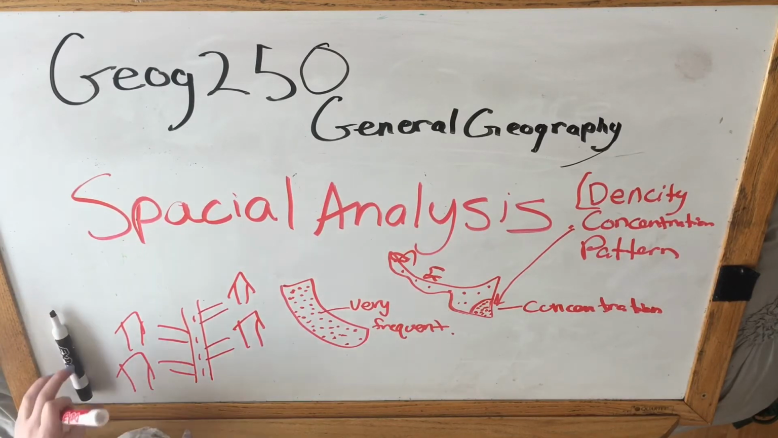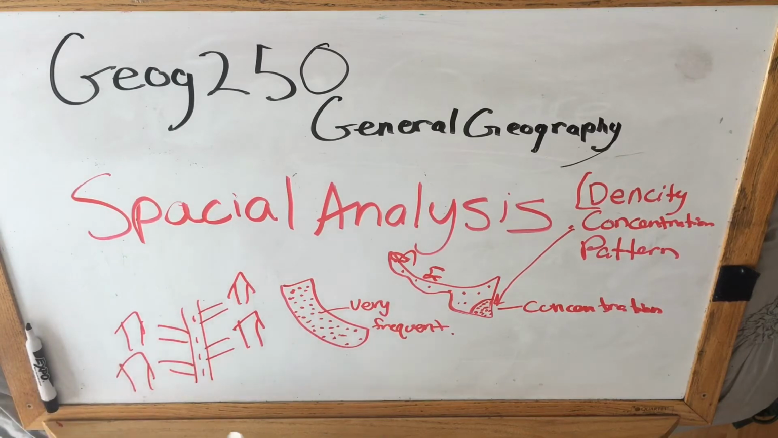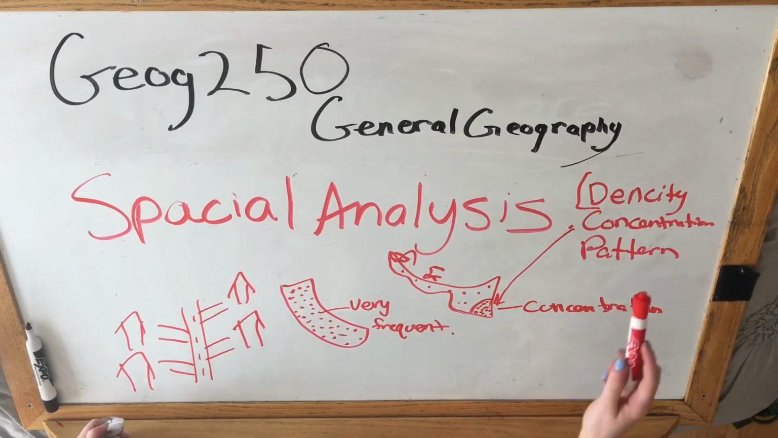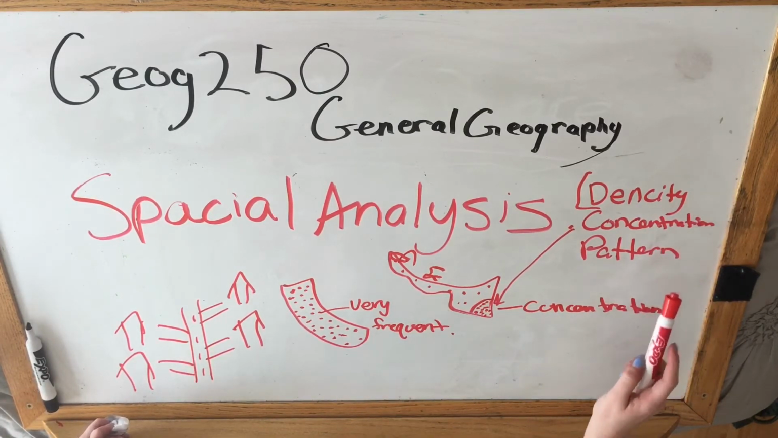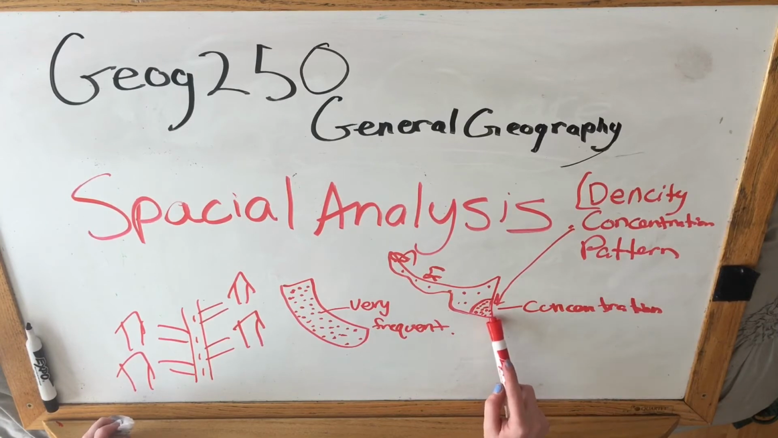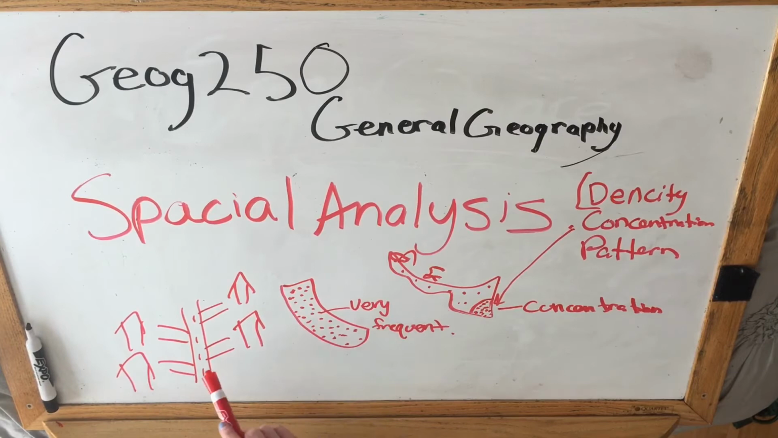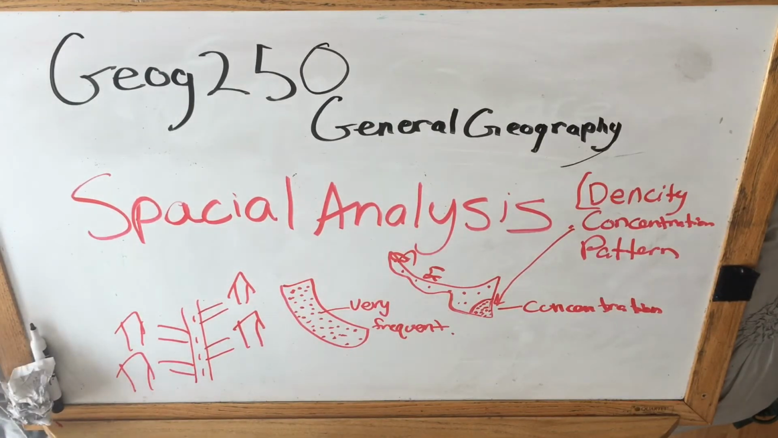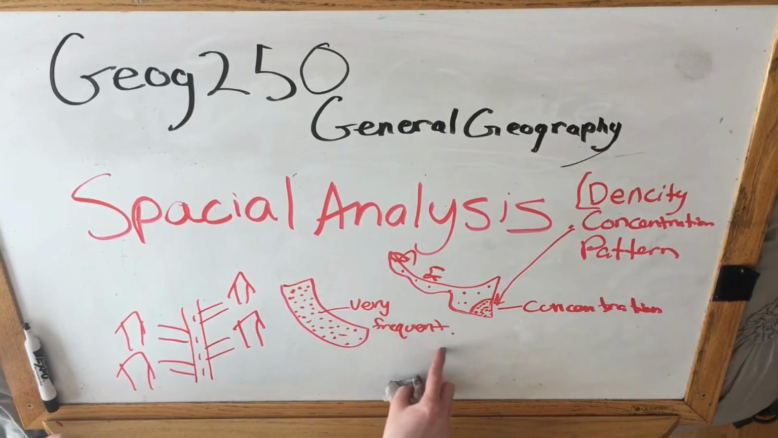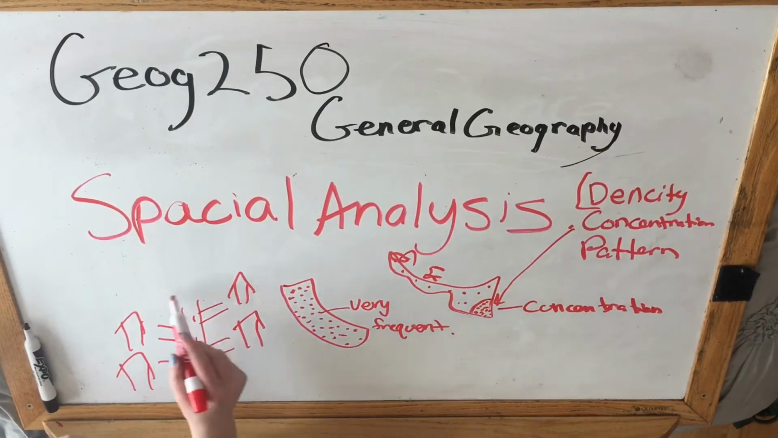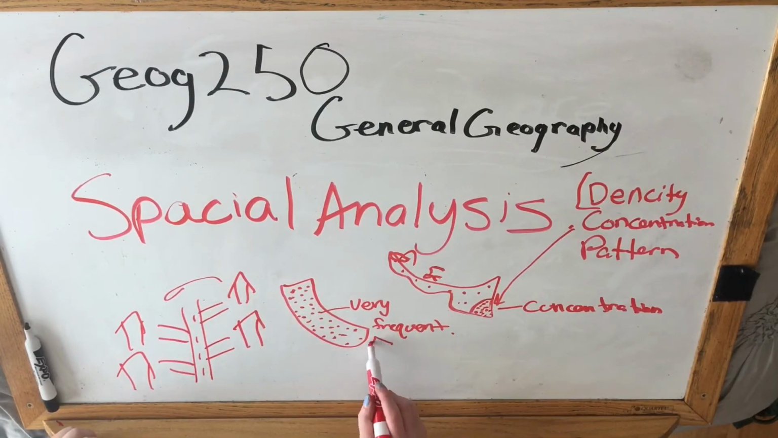So that is where we get these. The spatial analysis consists of density, concentration, and pattern. Concentration is examples right here. Density is the frequency, and pattern is the arrangement of geometric shapes. Spatial analysis emphasizes the interactions among places. So these are all interactions. People interact like this. People interact frequently. People interact concentrated.